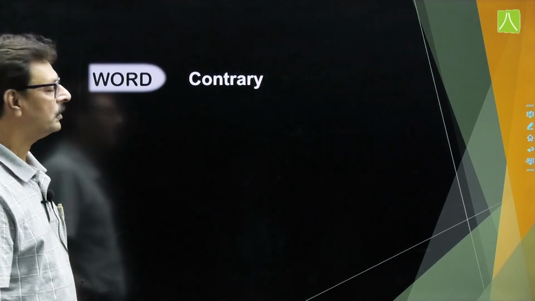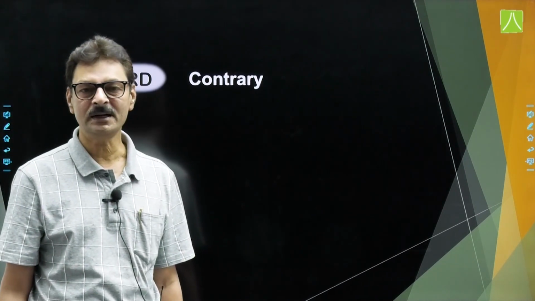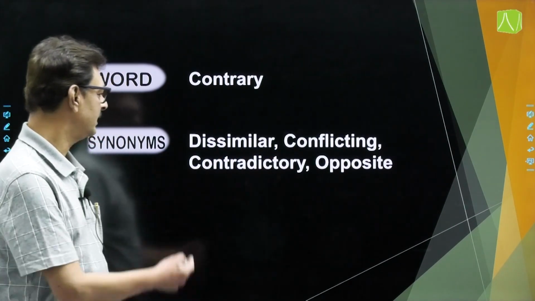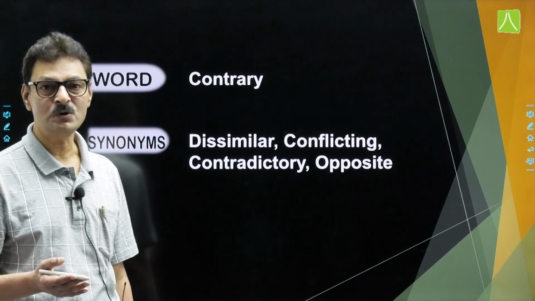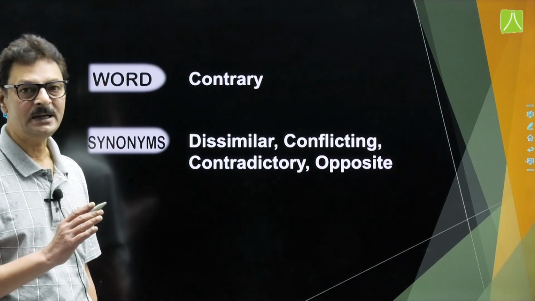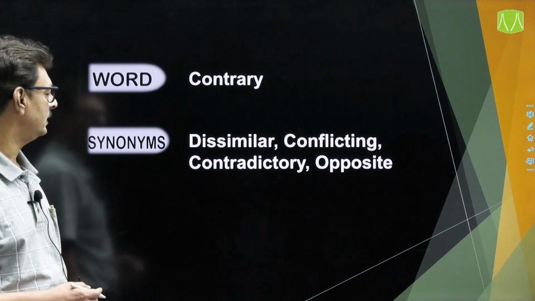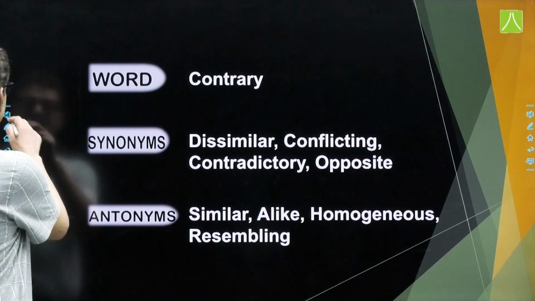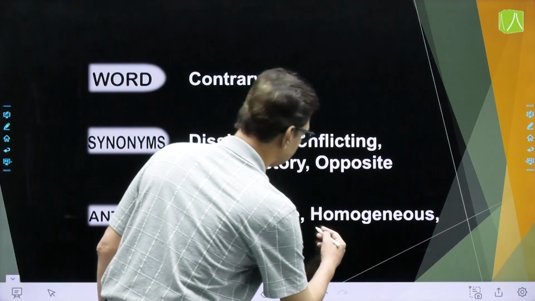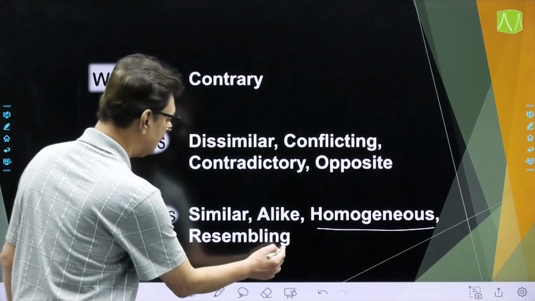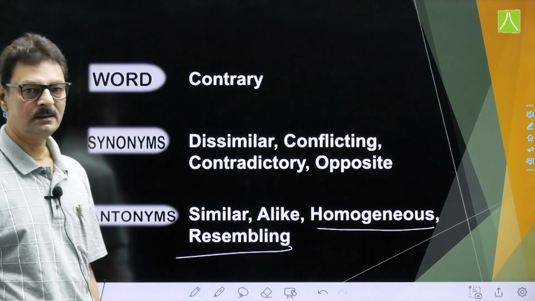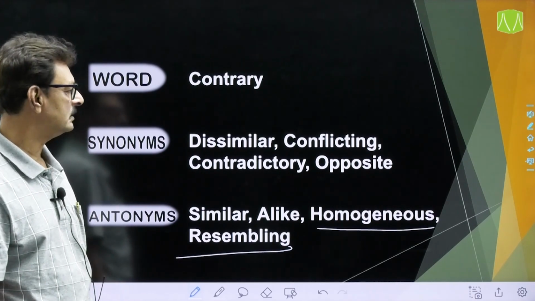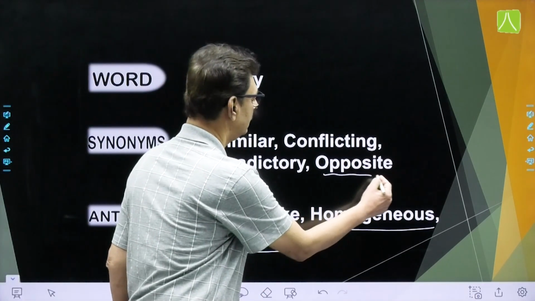Some more. Contrary. What is the meaning of this word contrary? Opposite, dissimilar, conflicting, contradictory or opposing are the synonyms of this word contrary. और इसका opposite क्या हो जाएंगे? Similar, alike. See a nice word, homogeneous. Resemblance. Similar, opposite of contrary, which means simple meaning is opposite.